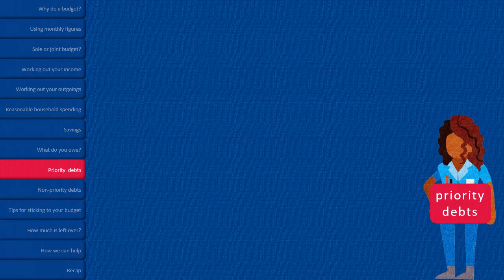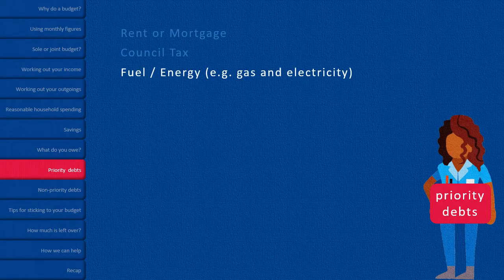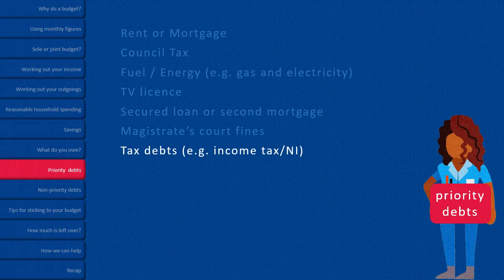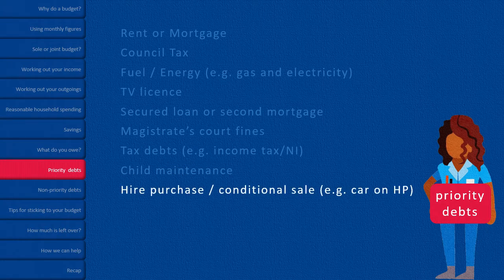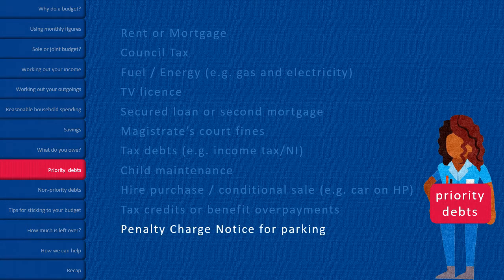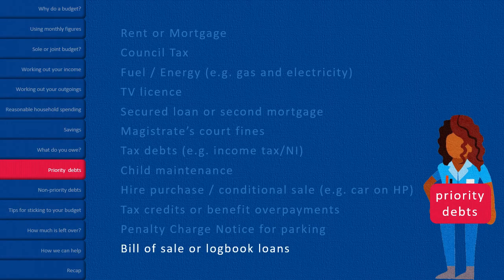Common priority debts include rent, mortgage, council tax, fuel debts, TV license, secured loan or second mortgage, magistrates' court fines, tax debts, child maintenance, hire purchase or conditional sale, for example, a car on hire purchase, tax credit and benefit overpayments, penalty charge notices for parking, and bill of sale and logbook loans.